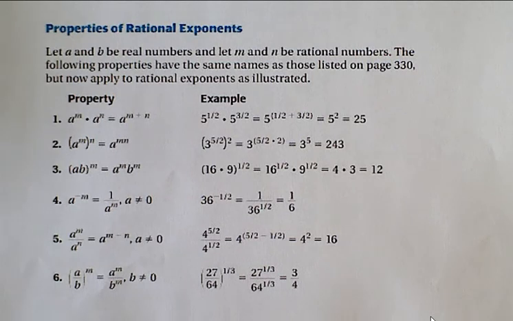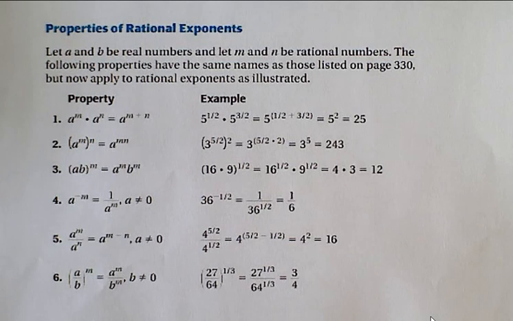On number 3, we were allowed to distribute over a product. Number 6 says you can also distribute an exponent over a quotient, over a fraction. So both the numerator and denominator get the new exponent. So using the example, if I have 27 over 64 to the 1/3 power, that's the same thing as taking 27 to the 1/3 power over 64 to the 1/3 power.